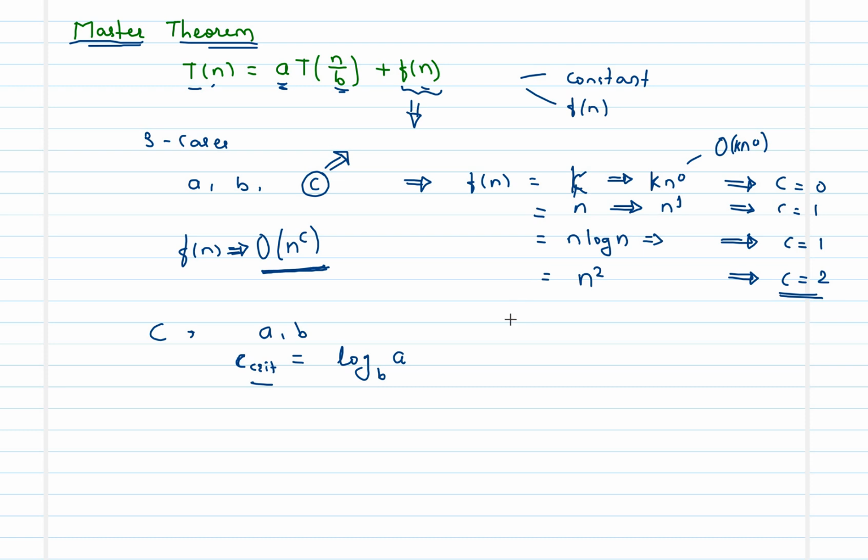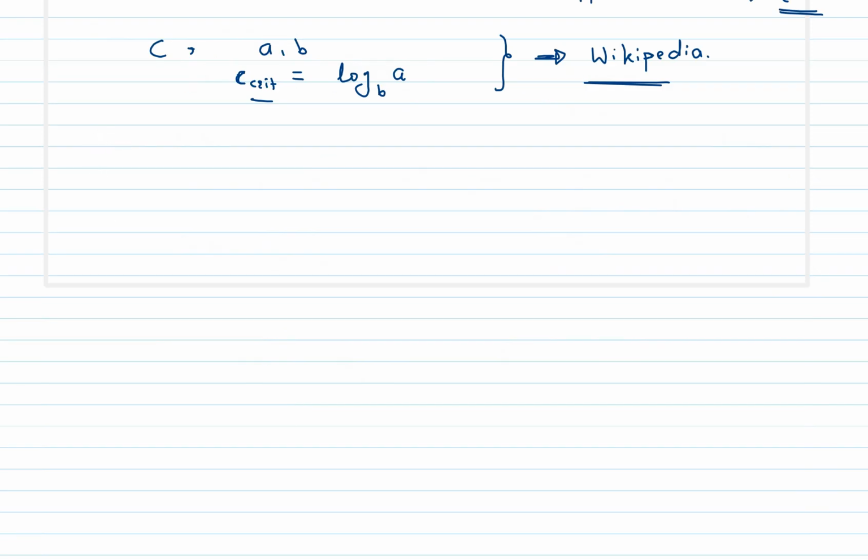Most of this discussion I am following from Wikipedia, and I felt it is really well structured. They explain all three cases in tabular form, which helps us understand the master theorem. So I am going through the explanation on Wikipedia and trying to explain it. Based on the values of c and c critical, we will get three cases.